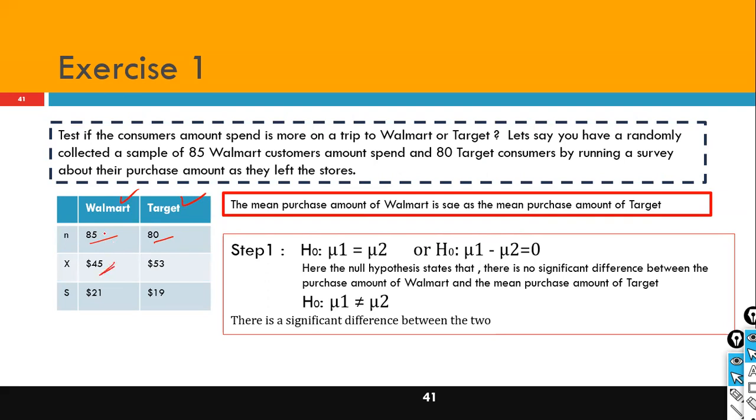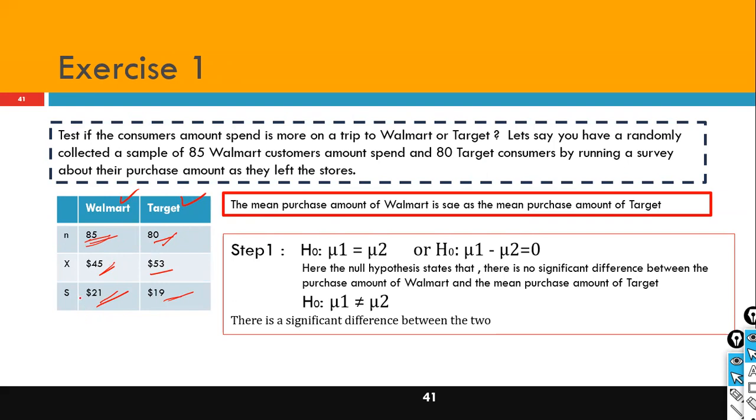So for Walmart, when we ran a survey with 85 customers randomly, we found the average spend per customer was $45, and similarly in Target it was $53. Now the standard deviation. Since we collected samples of 85 customers at Walmart and 80 customers at Target, we are able to find the standard deviation also.